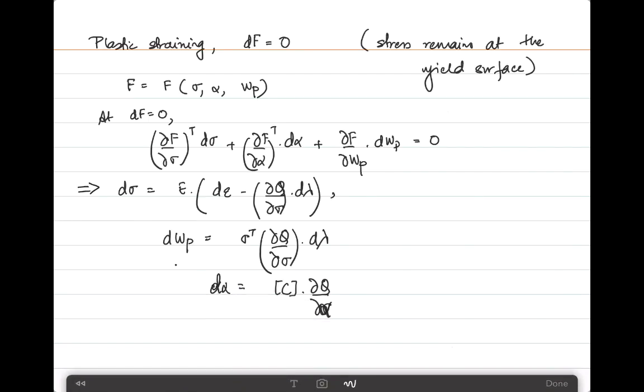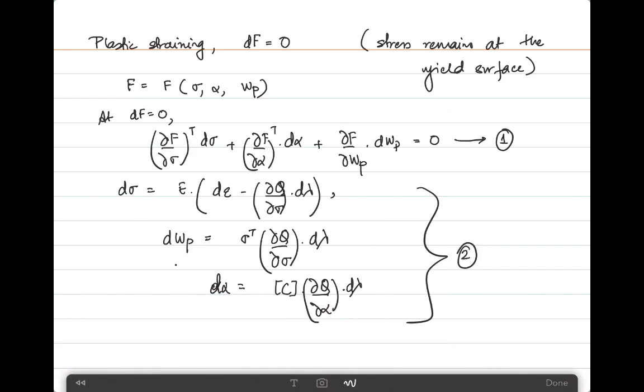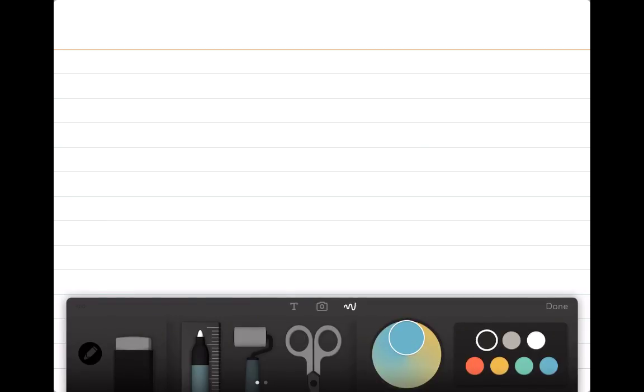Let me write this cleanly. These expressions can now be substituted into the relation from before. Let's call this relation 1, and all these terms, let's say equation 2, can be substituted back into 1. Substituting 2 into 1, I'm going to write on the following page.